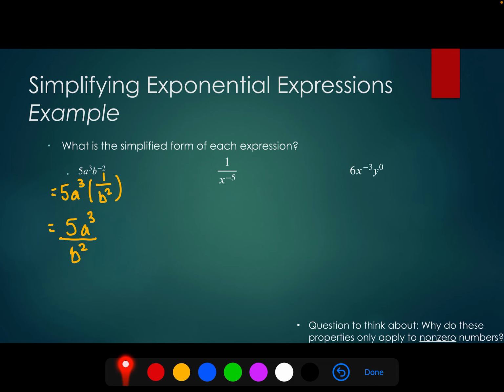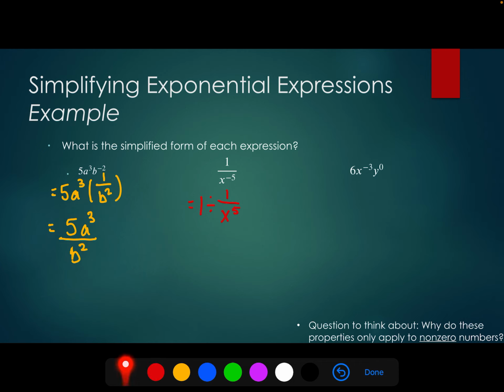Now let's take a look at this second example. We have 1 over x to the negative fifth power. For this, we're going to do the same thing. We see that this x to the negative fifth power, we can rewrite that. We also have to think, what does this fraction represent? We have to remember that fractions represent division. So we can rewrite this as 1 divided by, and remember, x to the negative fifth power, we move that x to the denominator of a fraction. So that's 1 over x, and then we turn that exponent positive. So this is 1 divided by 1 over x to the fifth.